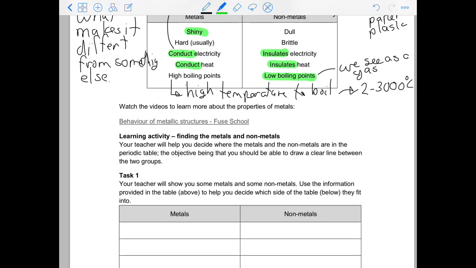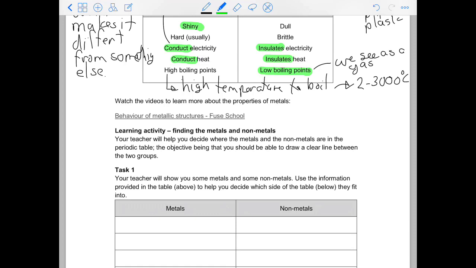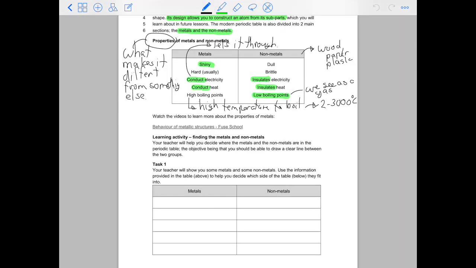So there's a link here to a video, so you should click on that, watch through that, and make some notes as well about the properties of metals and why they behave the way that they do. And then we'll get into the tasks below.